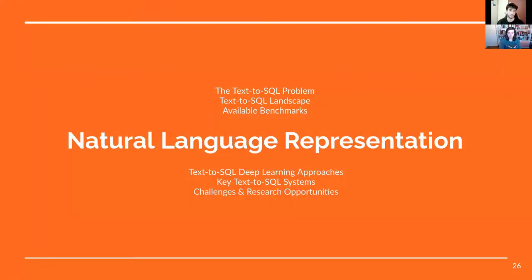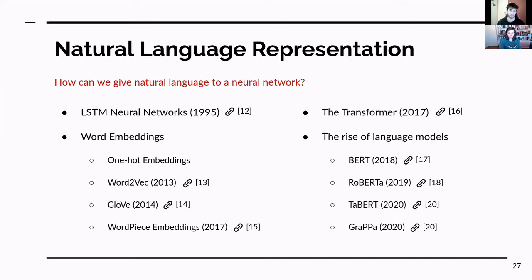So let's take a look now at how we can represent and how we can process natural language when we're working with neural networks. The main problem here is that neural networks can only accept numerical inputs, so we must find a way to transform our text inputs into numbers.